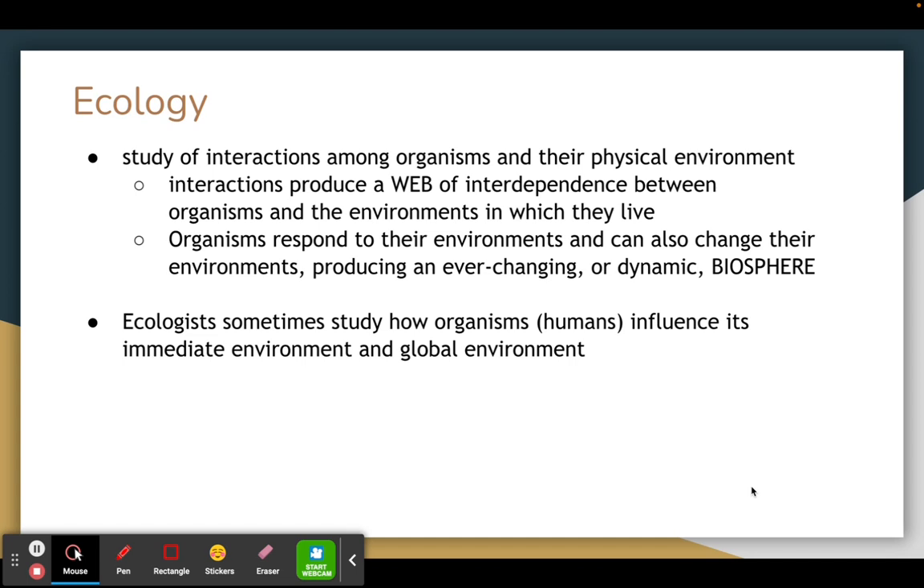So once again, ecology is the study of organisms and how they interact with their physical environment. And the scientists who study this are known as ecologists. And sometimes they focus on how humans interact and have an effect or impact on the environment.